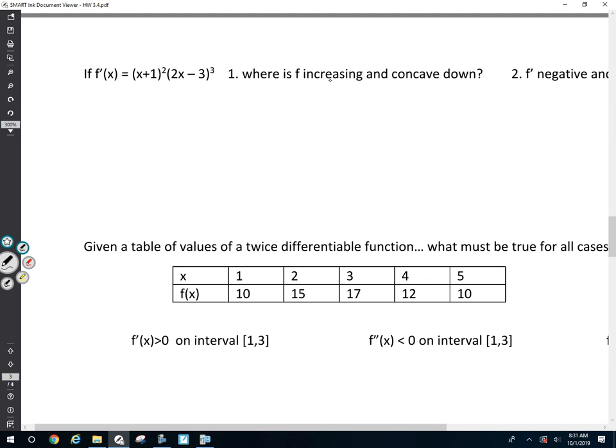Given f prime, what is f increasing and concave down? Great. Well, I can do my analysis of f prime. And I have zeros at -1 and at 3/2. Plug in 4, positive, positive. Plug in 0, positive, a negative cubed, negative. Plug in -2, positive, negative.